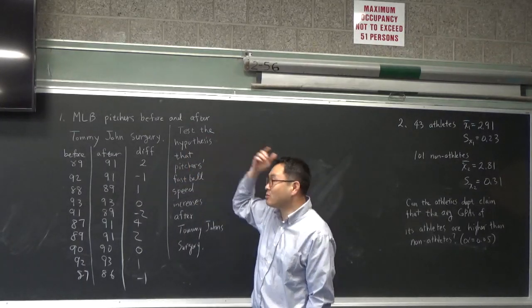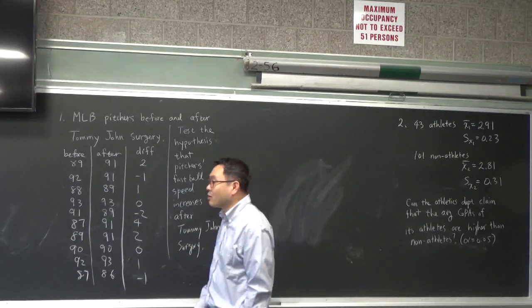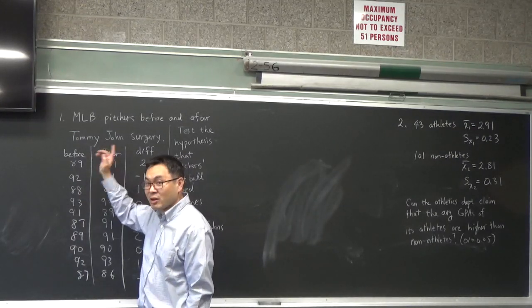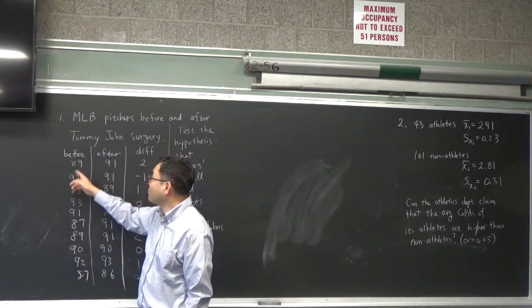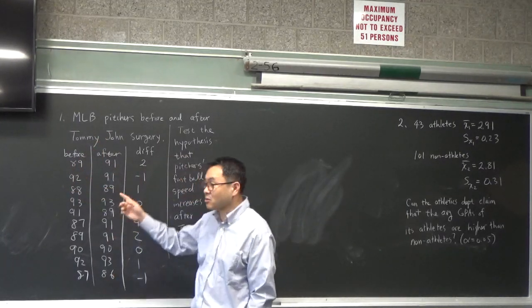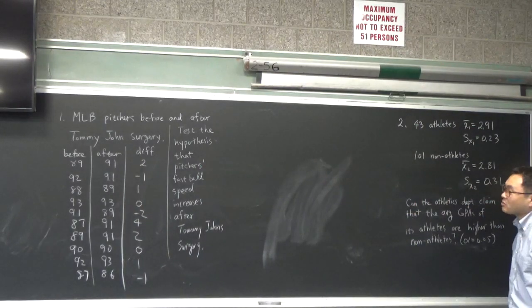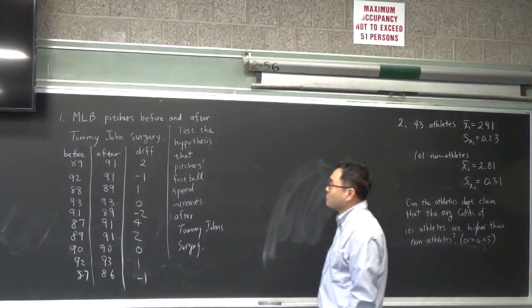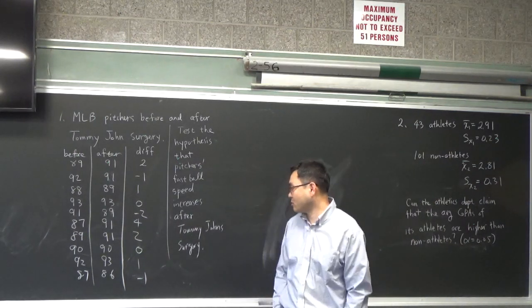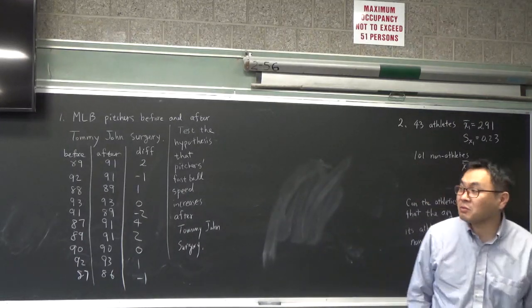But anyways, whatever that is, this question is listing the miles per hour of their average fastball speed in the season before the surgery and the season after the surgery. So they're comparing them. And the question is: test the hypothesis that pitchers' fastball speed increases after Tommy John surgery. All right. What type of testing is this?